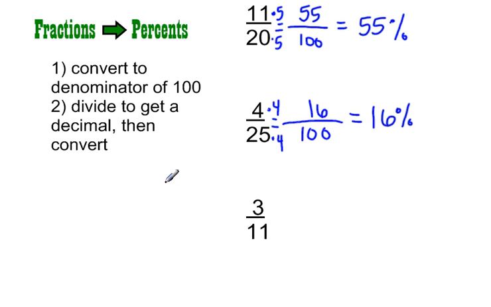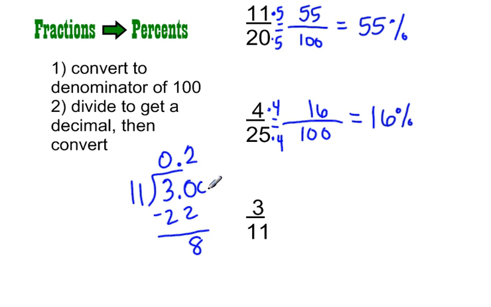Now on to this one. I'm going to have to do the division. 3 divided by 11. So 11 goes into 3 0 times, then into 30 2 times, 22 with 8 left over. 11 goes into 80 7 times, 77 with 3 left over.